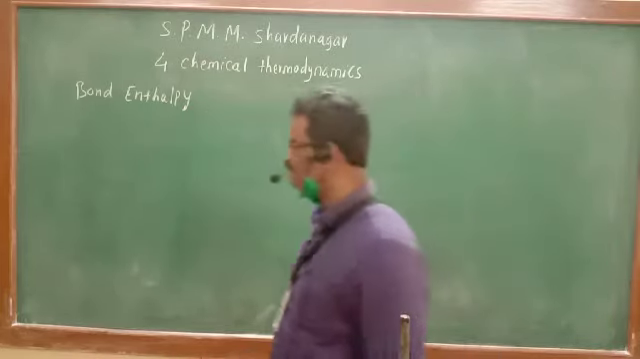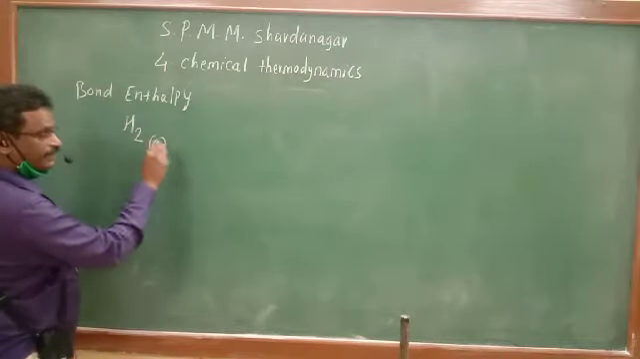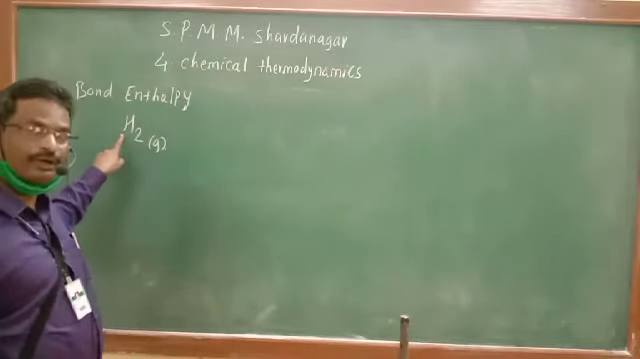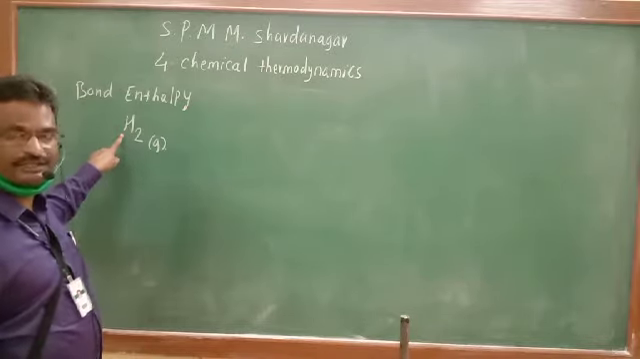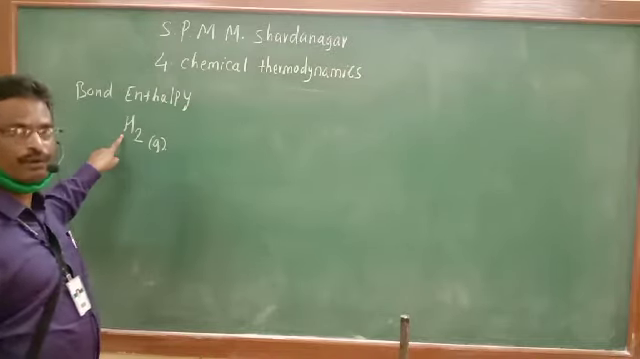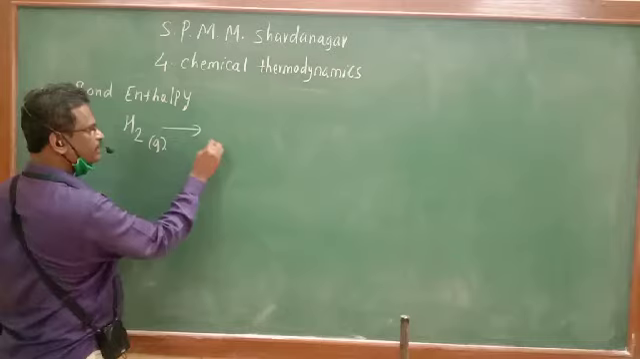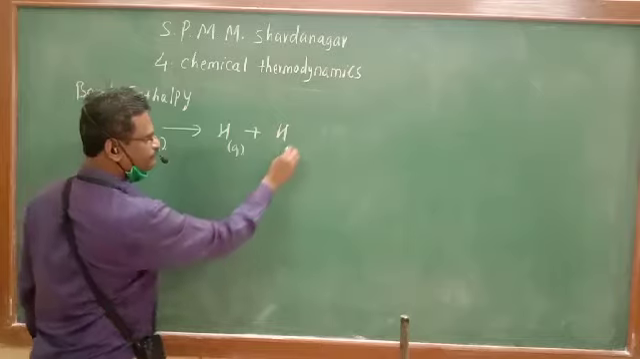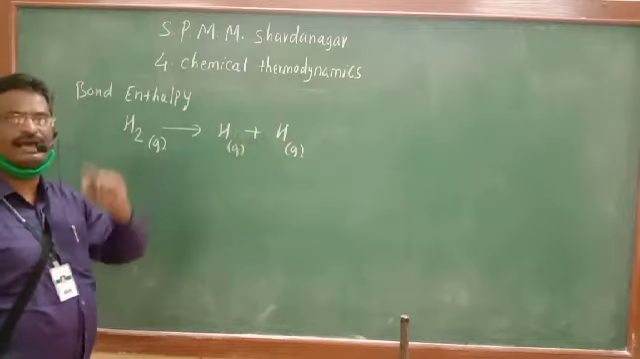Let us consider an example. If we see the hydrogen molecule in a gaseous state, 1 mole of hydrogen contains Avogadro's number of molecules, 6.022 into 10 raised to 23 molecules. All those molecules are broken and converted to gaseous hydrogen atoms, may be radicals. The molecule is broken and converted into the atoms.